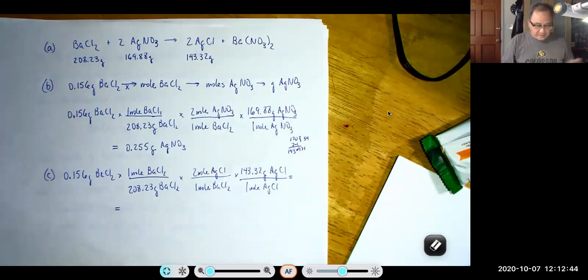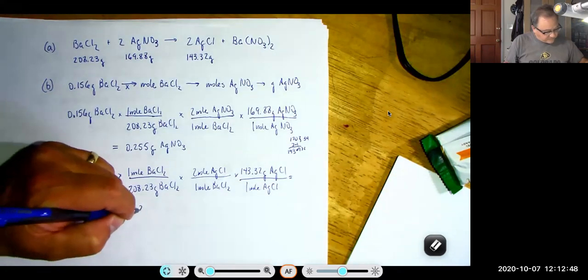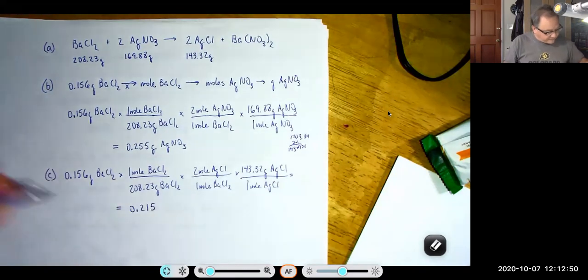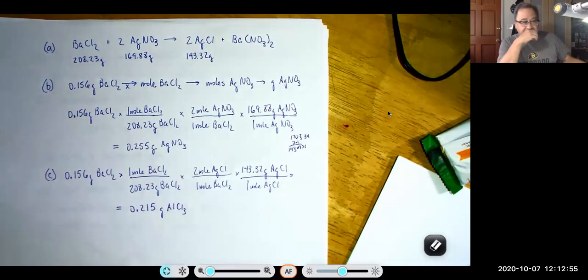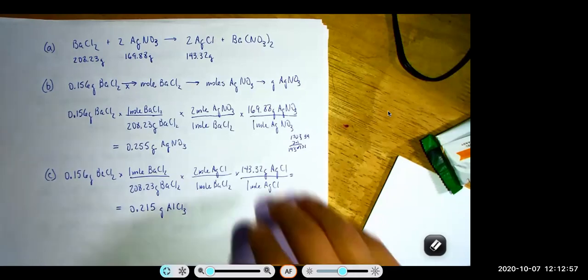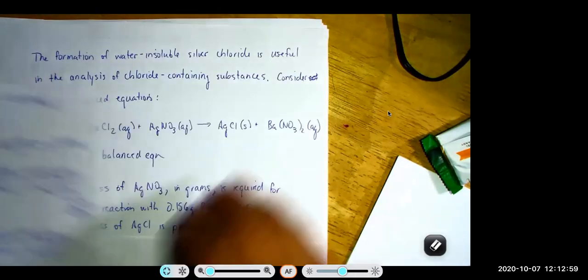0.2147. So 0.215 grams of aluminum chloride. What do you think? Yeah. Okay. So there's that problem.